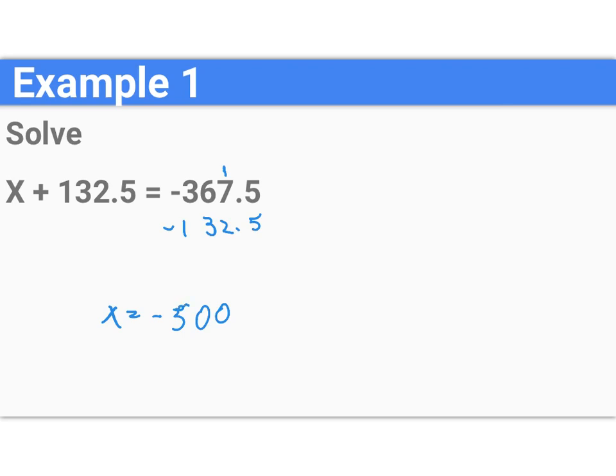So we subtract it from both sides. Since both of these had the same signs, we add. Same signs add, different signs subtract. If you forget that, please go back and watch the adding integers videos from numbers and operations.